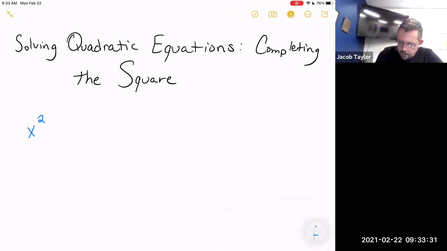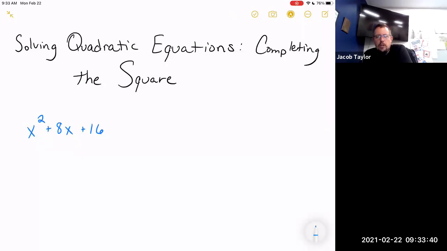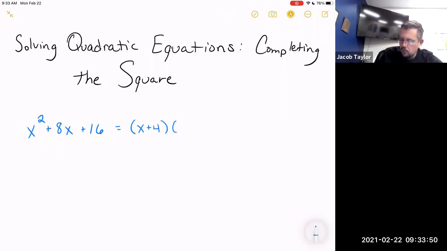X squared plus 8x plus 16 is an example of a perfect square trinomial. And the reason this is a perfect square trinomial is because if I were to factor this, it would factor into x plus 4 times x plus 4, which can be written as x plus 4 squared.